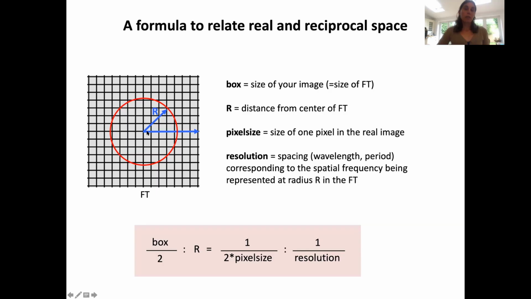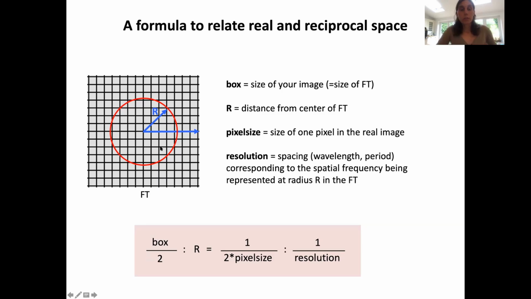So imagine, you have a certain box size, okay, which is going to be the same for your image and your Fourier transform. Then you have a certain pixel size, okay, this is defined in real space, so how many angstrom per pixel you're representing in each pixel. And this formula relates any position in your Fourier transform, so a distance from the center of your Fourier transform, to the resolution that is represented at that particular radius, okay?